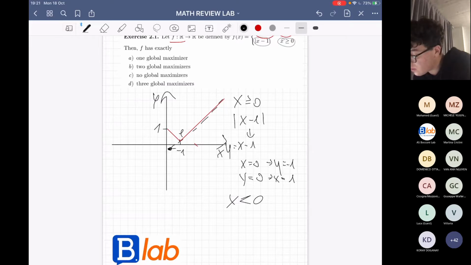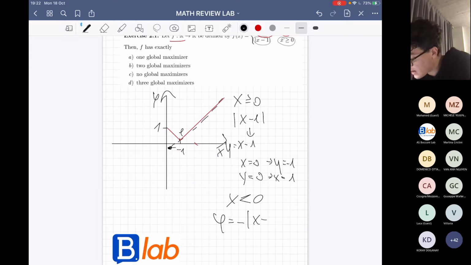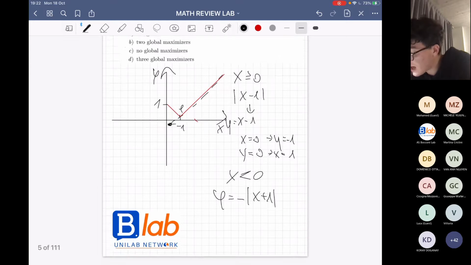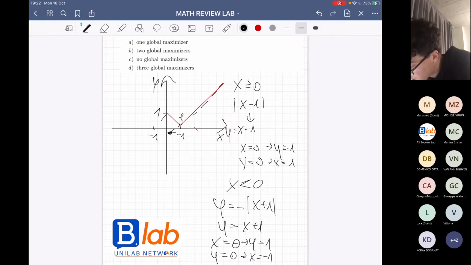And in this case, y would be equal to minus the absolute value of x plus 1. First of all, I would like to draw x plus 1 simply. Of course, when x is equal to 0, y is equal to 1. When y is equal to 0, x is equal to minus 1. So when x is equal to minus 1 over here, y is equal to 0, so here. So the first function would simply be this way.